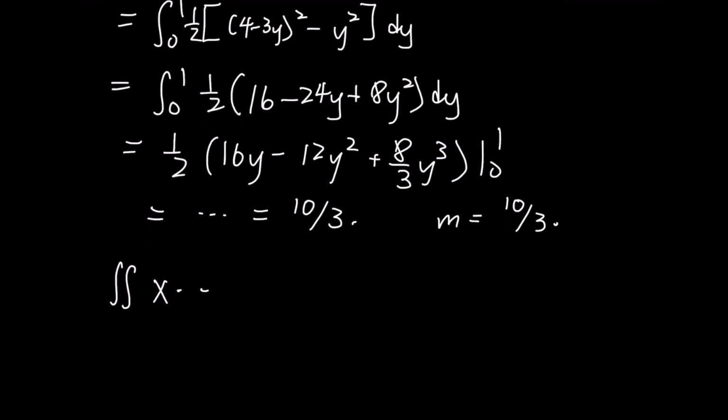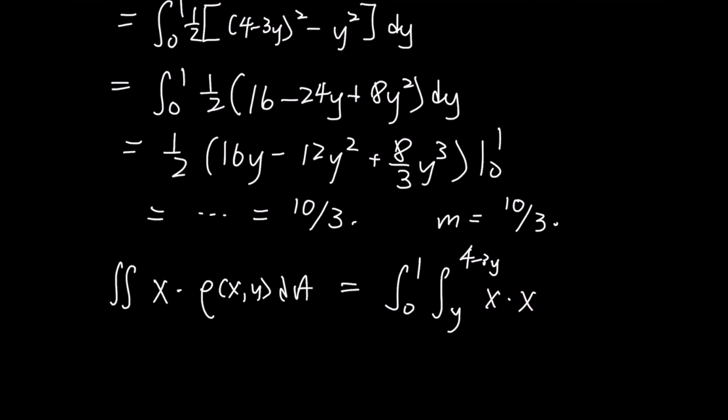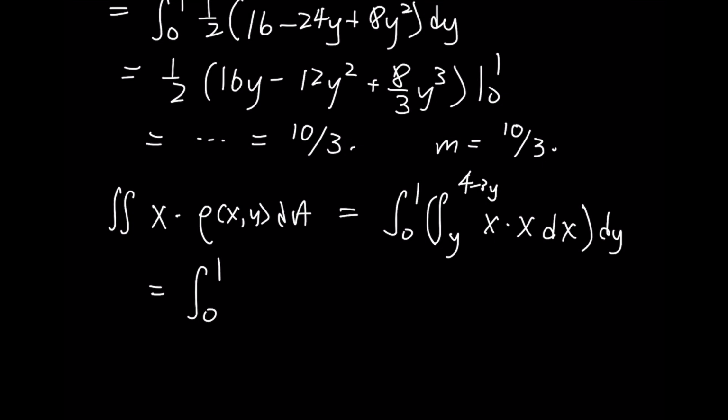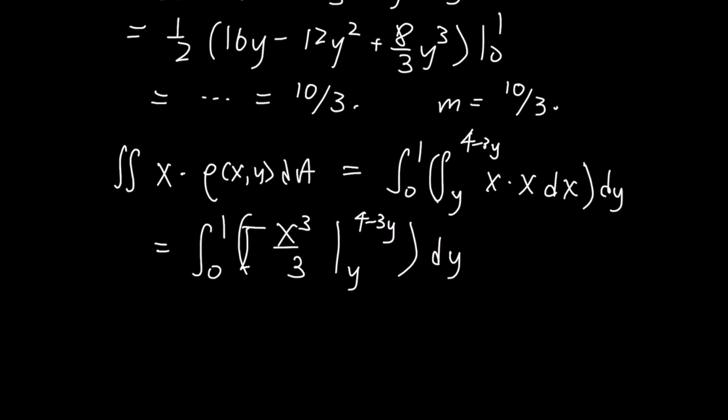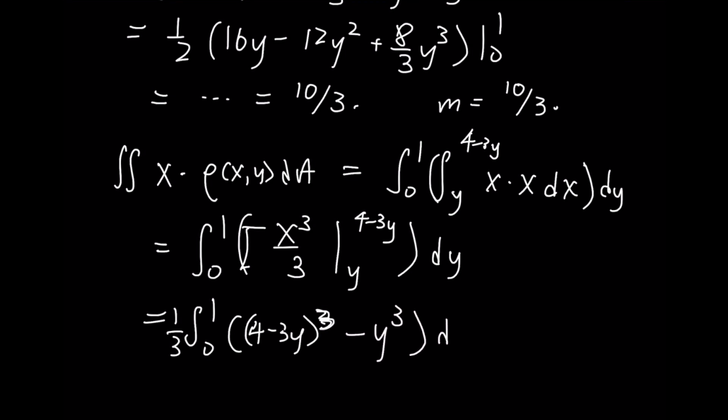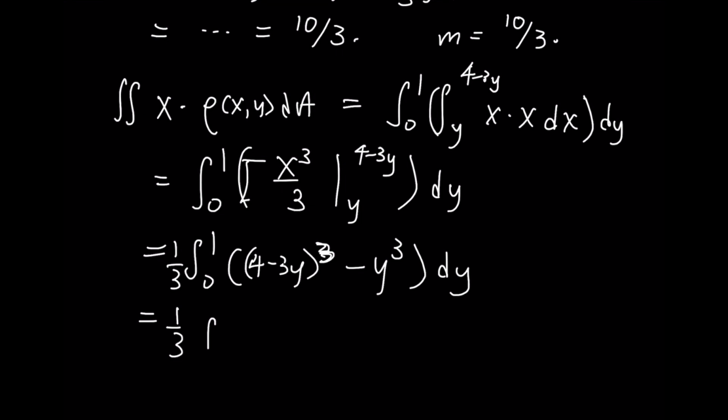We need to find the moment about the y-axis, so calculate the integral of x times rho of x and y dA, which is an integral 0 to 1, y to 4 minus 3y, x times another x, dx dy. This is going to be an integral of an x squared, giving me x cubed over 3, evaluated from y to 4 minus 3y, and the result will then need to be integrated. You'll get a 1/3. This is going to be (4 minus 3y) cubed subtract y cubed, dy. Do not expand that cube. You're just going to run into mistakes because of arithmetic and algebra errors.